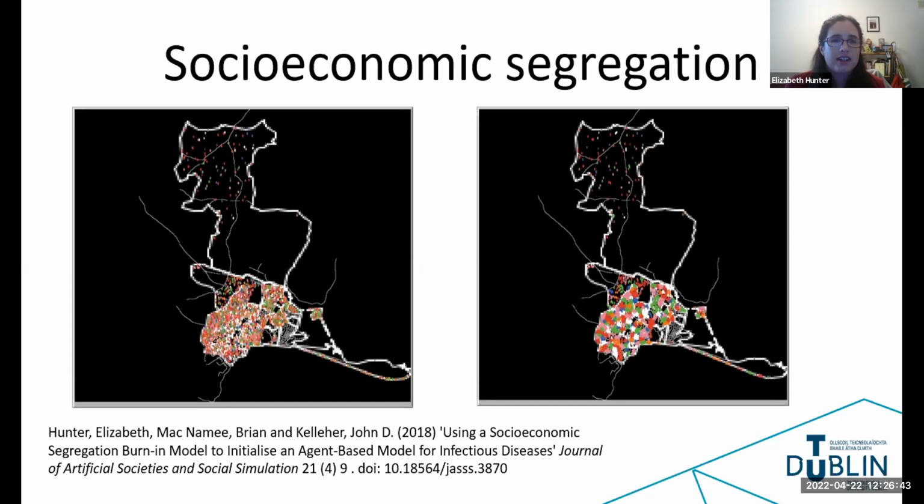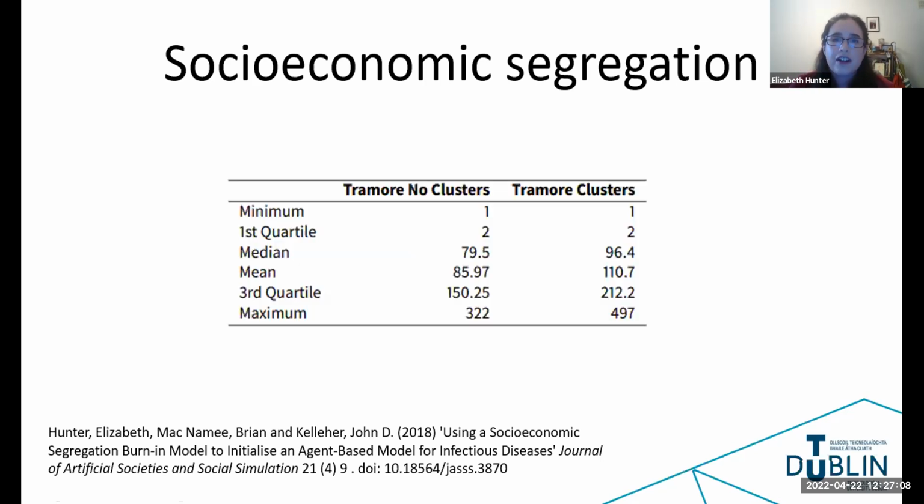When we run this segregation model, we end up with the clusters by socioeconomic status that are on the right here. We can see distinct colored clusters, and those are the socioeconomic groups living near each other. Now that we have clusters of people by socioeconomic status, we wanted to see whether this further impacts an outbreak if we have different vaccination rates by socioeconomic groups. And we found that it did.